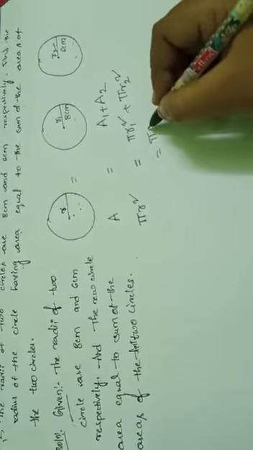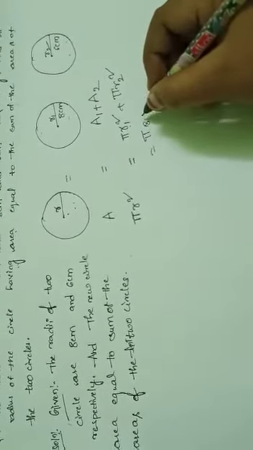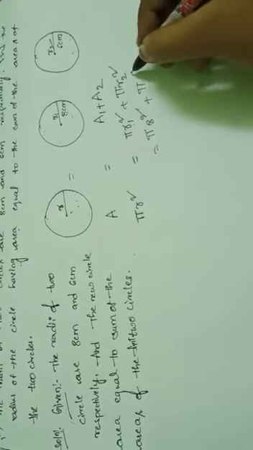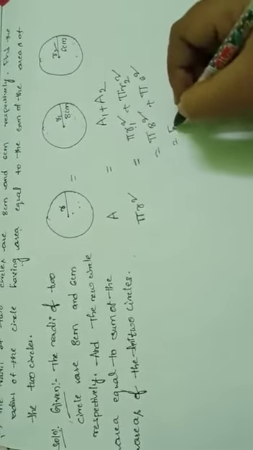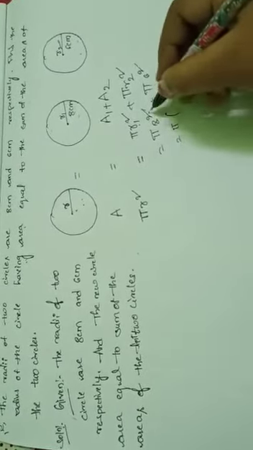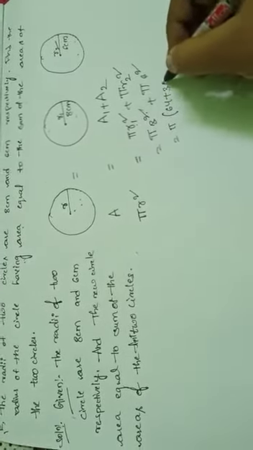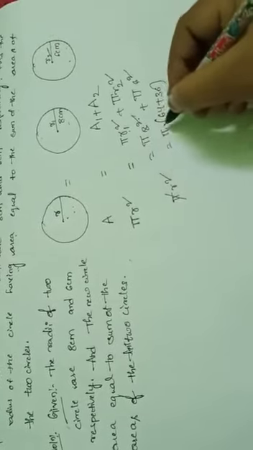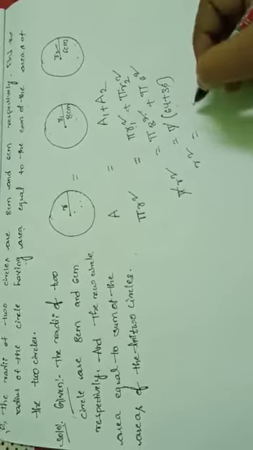Pi into r1 square is 8 centimeter square. Pi into r2 square is 6 centimeter square. Here pi is common. 8 square is 64. 6 square is 36. Pi get cancelled. R square equal to 64 plus 36.